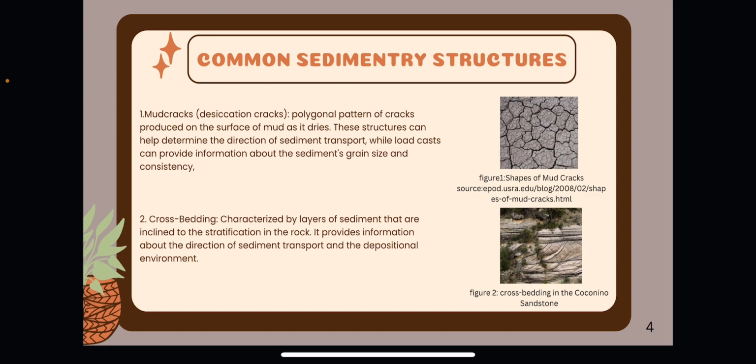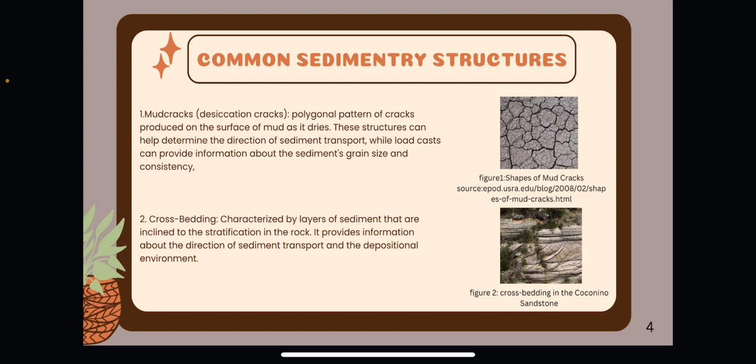Firstly, we have mud cracks, which are cracks formed as muddy sediments dry or contract. They indicate some exposure to air, suggesting a depositional environment that dried out, like a riverbed, lake, or coastal mudflat. Also, they can provide information about the direction of sediment transport and information about the sediment's grain size and consistency.